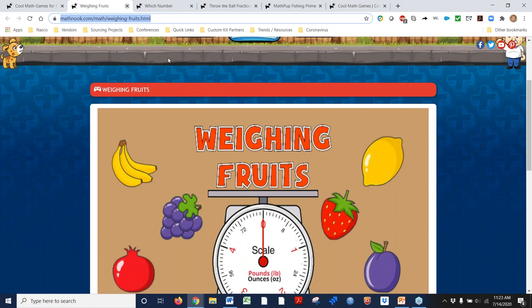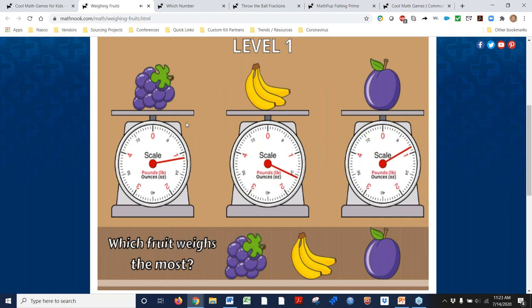Here's weighing fruits. You can get into like fourth grade a little bit. This is a great one because it talks about fruit. You can say, okay, what is this? So for ELL students, if you talk about that, but then also reading scales. How do we read scales and weight? These are pounds and ounces, right? So looking at this, which fruit weighs the most? So the grape is here, the banana is here, the plum's there. We know that the banana is the heaviest weight.